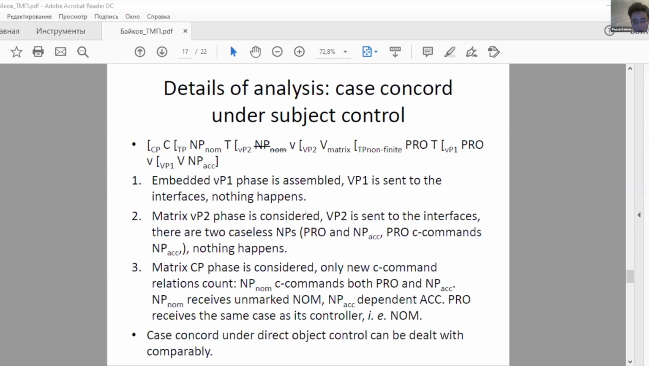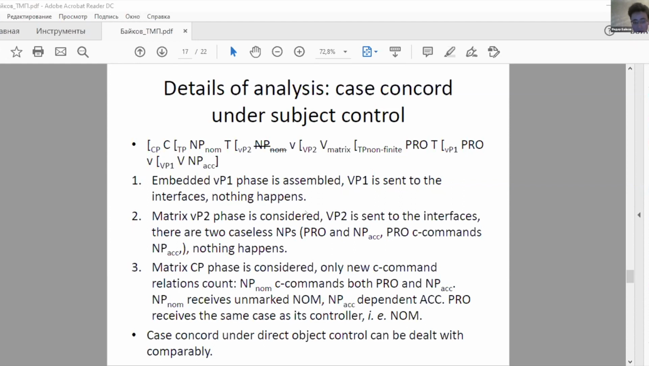And at the third stage, matrix CP phase is assembled, and its TP complement is considered with respect to case assignment as spell out. Then we have some new secondary relationships, namely the matrix subject c-commands both pro and the object of the infinitival predicate. And then the highest nominal, namely the matrix subject, receives unmarked nominative case. The object of the infinitival predicate receives dependent accusative case, and pro receives the same case as its controller does, namely it receives nominative, which is thereupon transmitted to the floating quantifier.